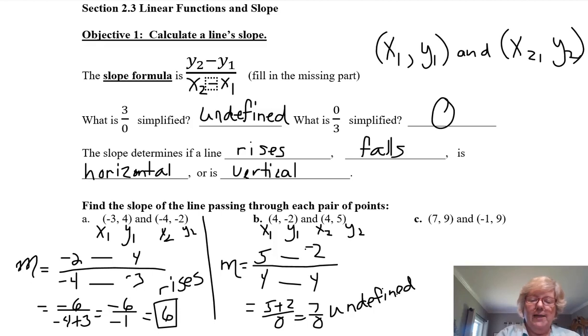Now, what type of line has an undefined slope? It will always be the vertical line. So you can go ahead and memorize that if you need to, but a vertical line always has an undefined slope.